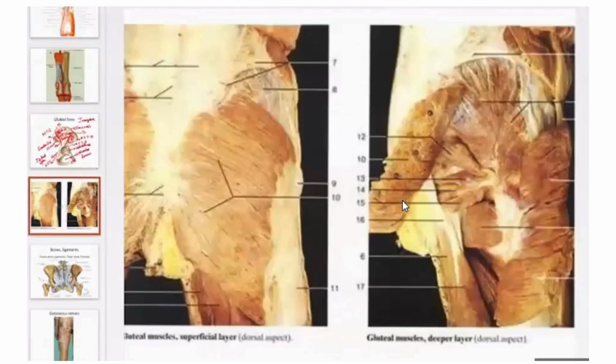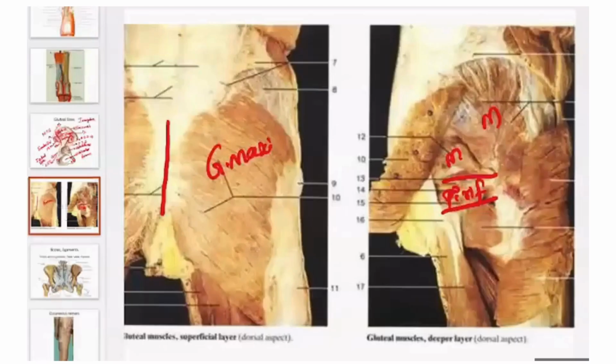Once you cut open the gluteus maximus, you see the gluteus medius and other muscles, and the piriformis muscle. Once you peel off all the structures, you can see 2 ligaments. One is the sacrospinous ligament, the other one is the sacrotuberous ligament. These 2 ligaments are present deep to the gluteus maximus muscle.